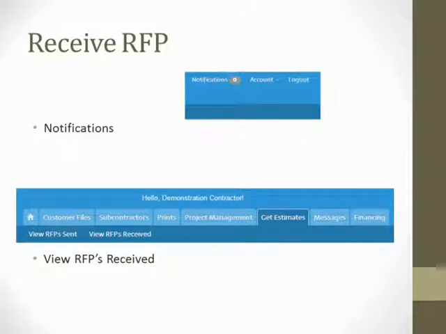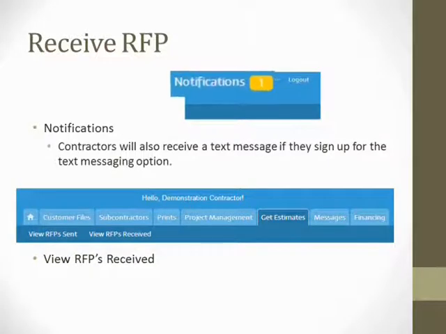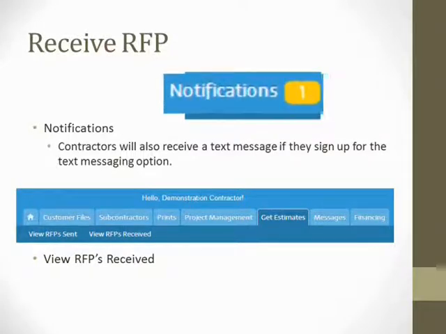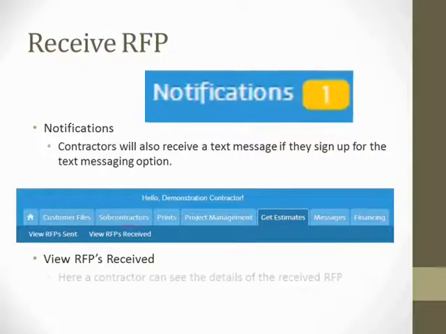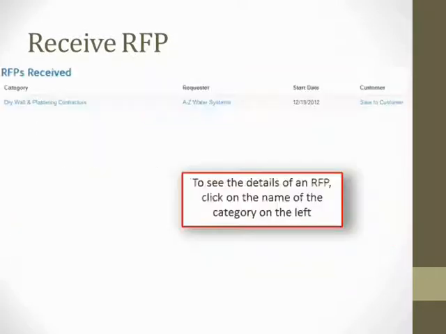Let's take a look at what a sub sees when they receive a request for an estimate. They will see a notification on the upper right corner. If they signed up for text notifications, they will also receive a text message to their phone. They can also access their requests under Get Estimates tab on the top by selecting the View RFPs Received option. In case you were wondering, RFP stands for Request for Pricing.